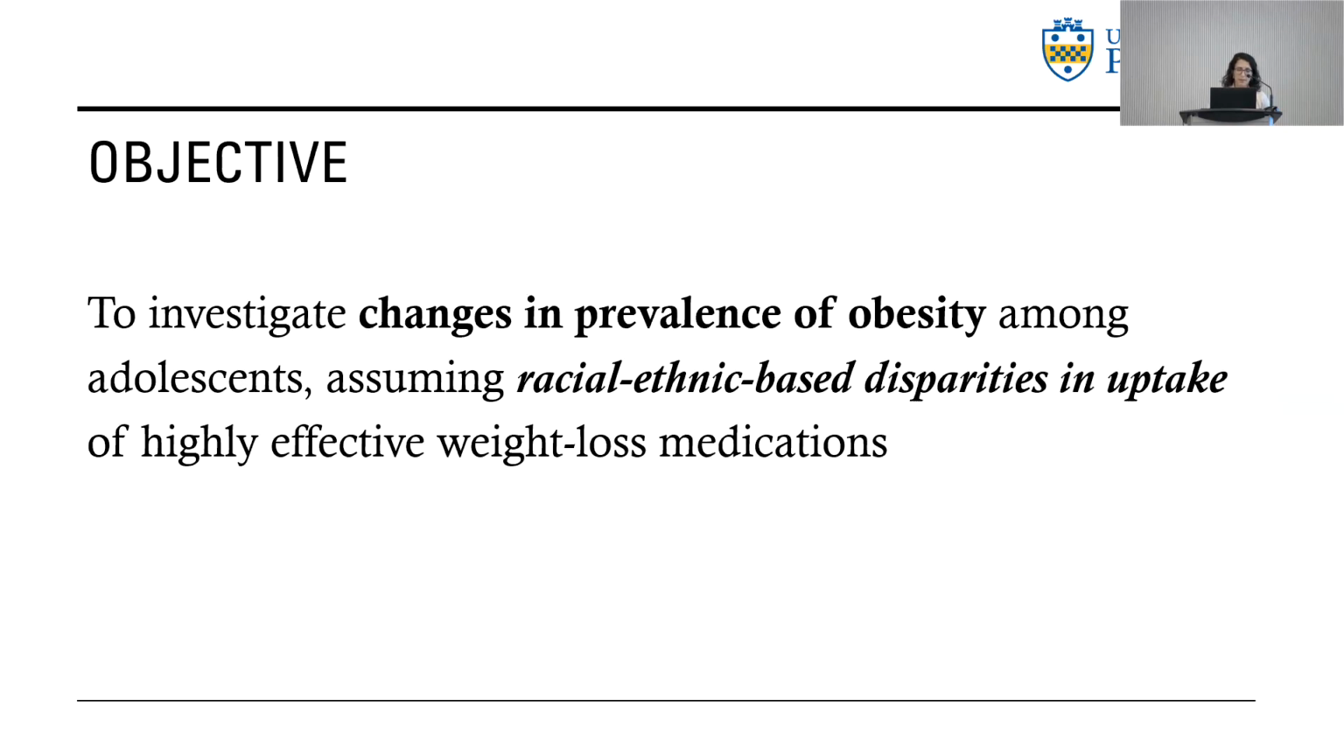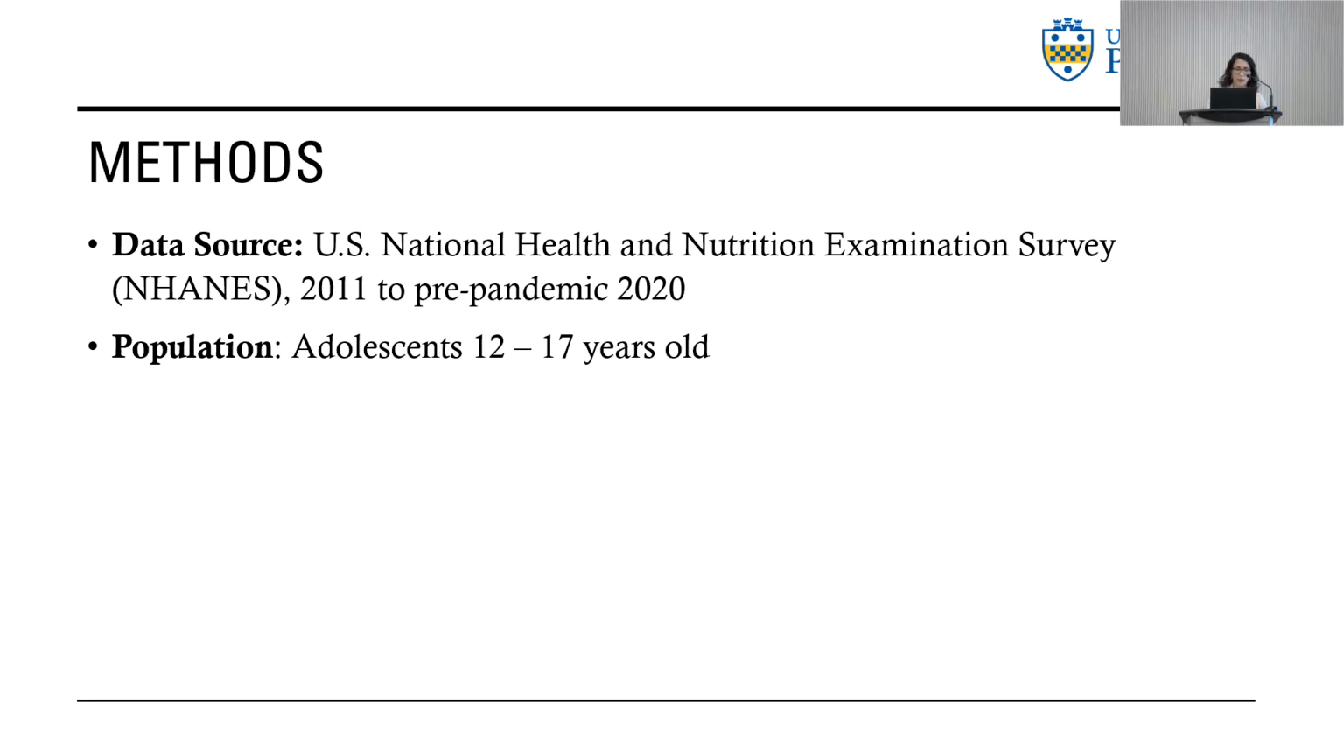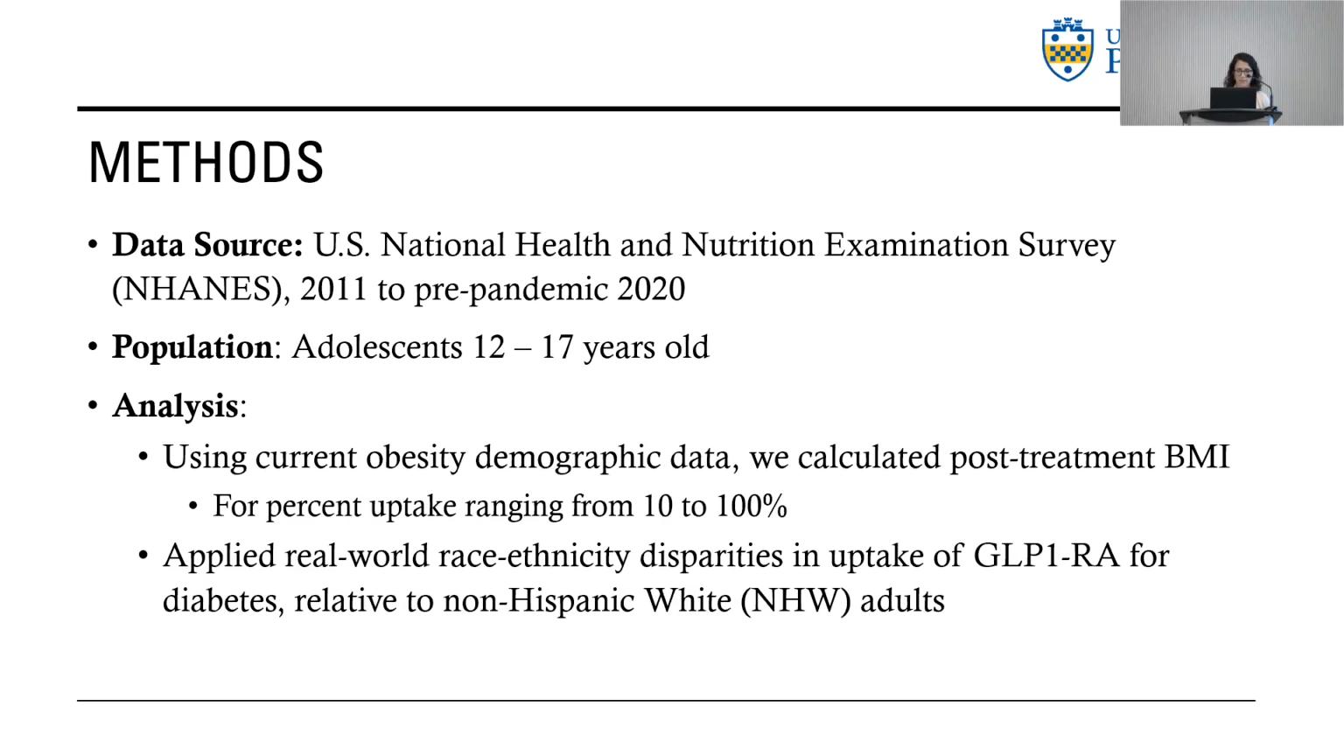So with this setting, we wanted to understand how these guidelines might impact the prevalence of obesity among children, and specifically how this could impact racial and ethnic differences in obesity, given known disparities in uptake of this class of medications. For this modeling study, we used the U.S. National Health and Nutrition Examination Survey, or NHANES, with cycles from 2011 to pre-pandemic 2020. And we included adolescent participants who were between the ages of 12 and 17.